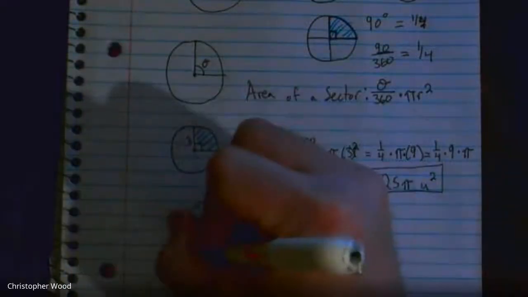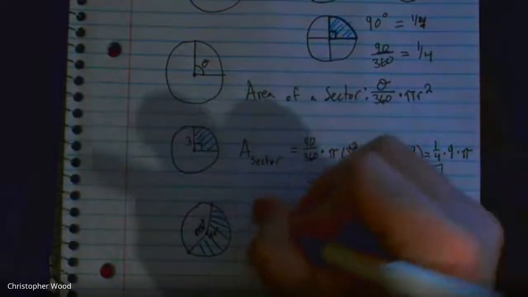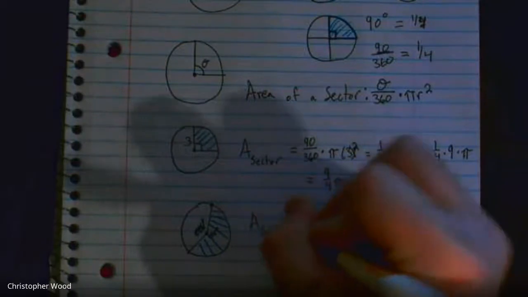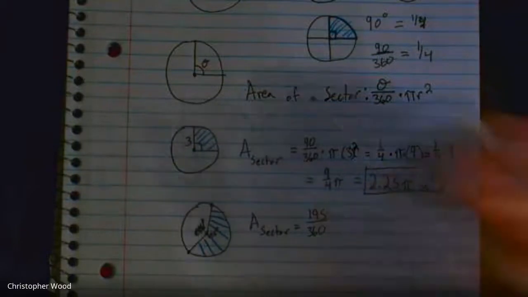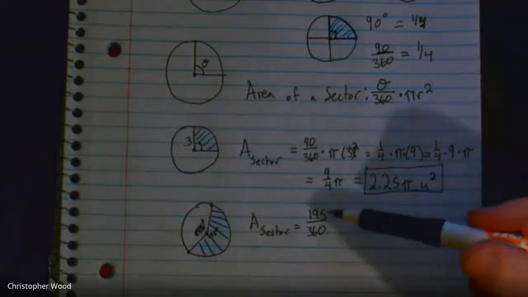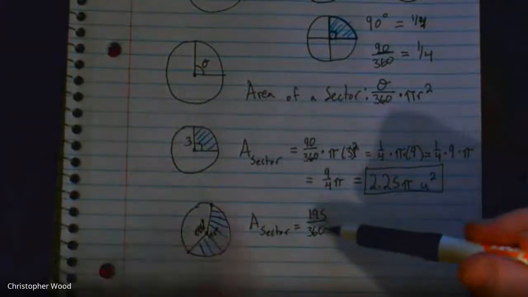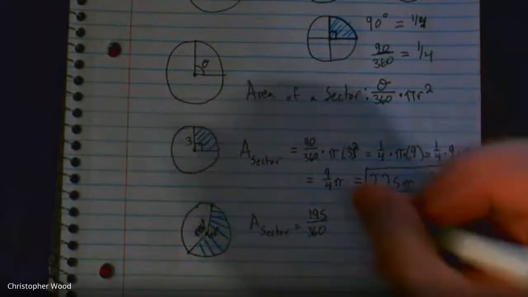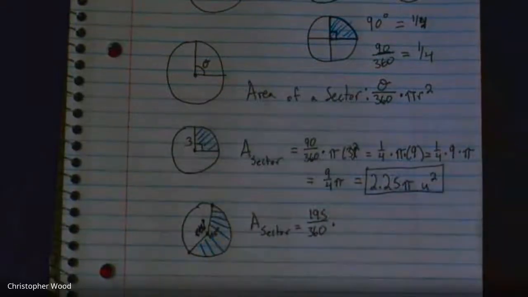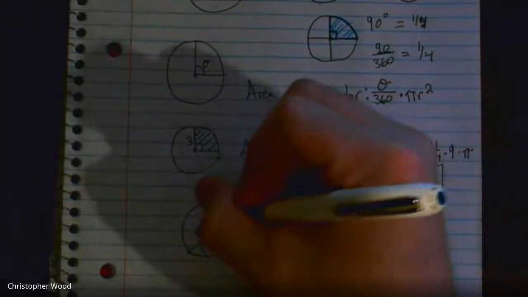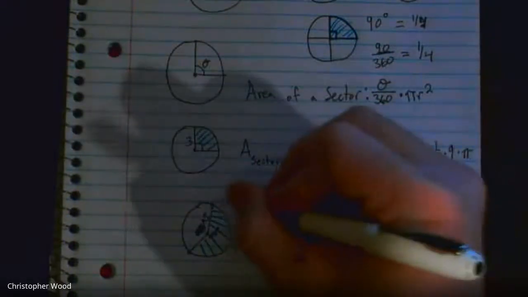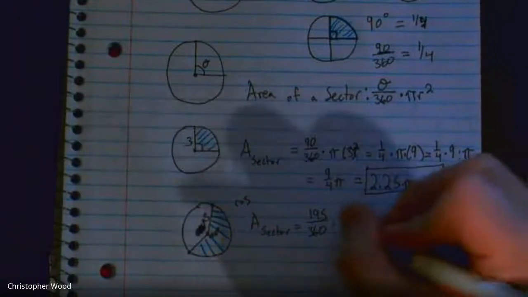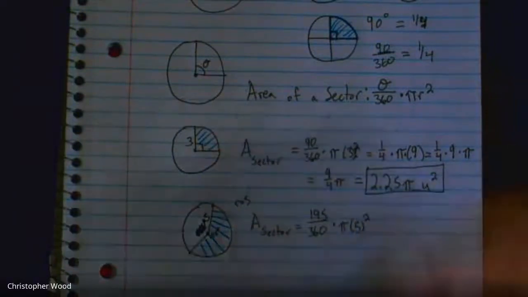And the process is exactly the same. So the area of the sector is 195 over 360, right? So the degrees that we have divided by the whole circle, 360, times, and again, we're missing the radius. So let's say we have a radius of 5. Say our radius is 5 here. R equals 5. So that means times pi 5 squared.